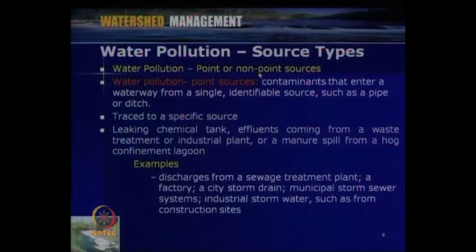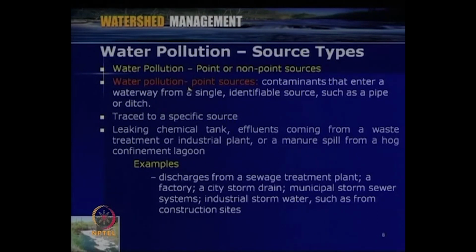So, now as far as water pollution sources are concerned, we can generally classify them into two types. One is the so-called point source and another one is the so-called non-point source, depending upon what is coming and polluting. So, that is how the classification is done. The first one is water pollution point sources. Point sources means contaminants that enter a waterway from a single identifiable source such as a pipe or ditch.